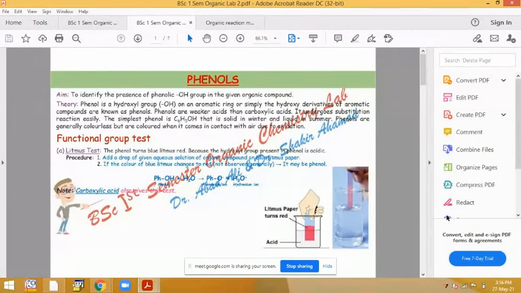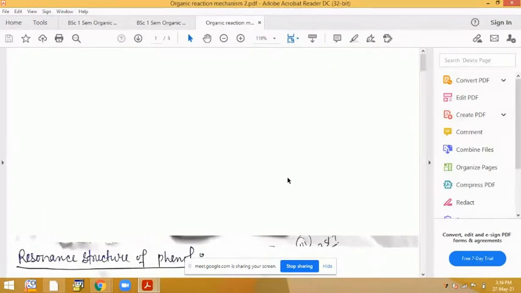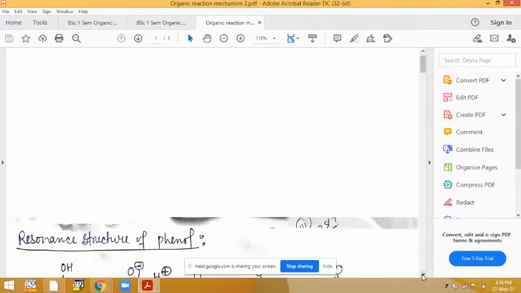...from blue to red. But they show a negative test with sodium bicarbonate due to the absence of carbon dioxide. And the acidic character of phenol is due to the resonance structure of phenol, which you see here.